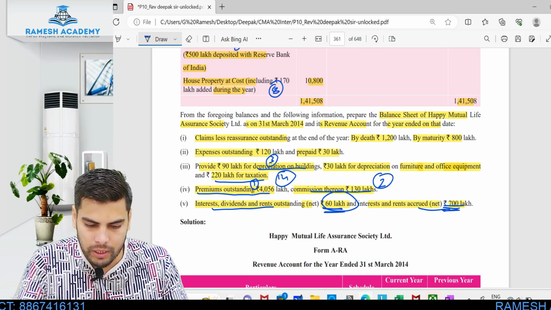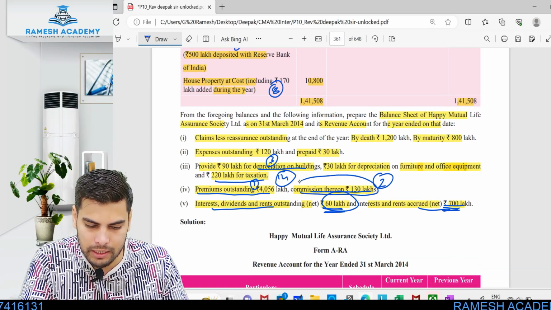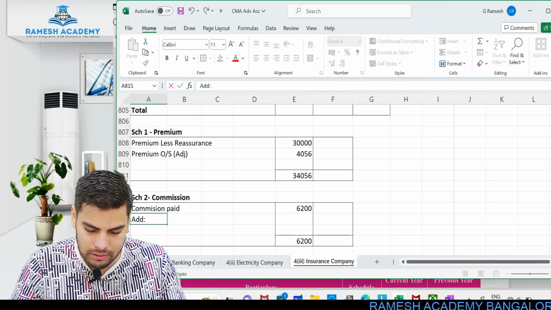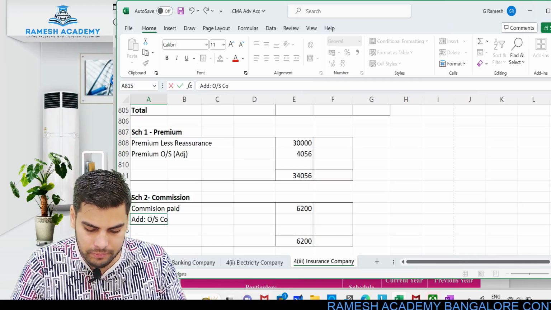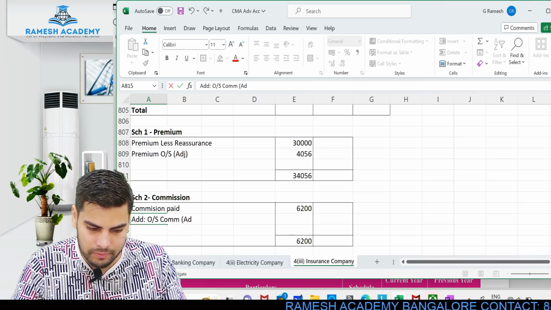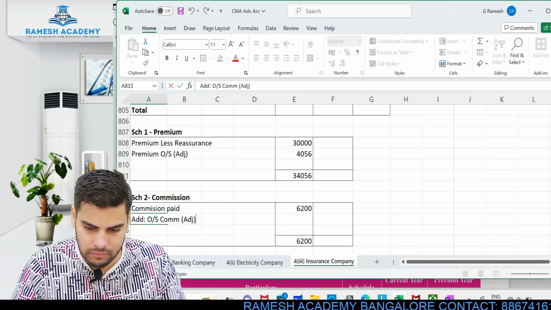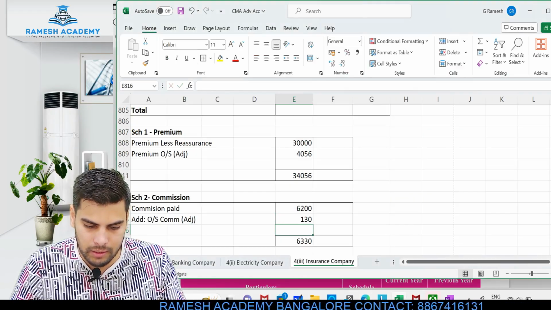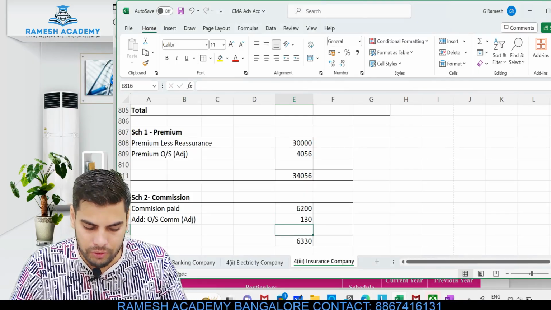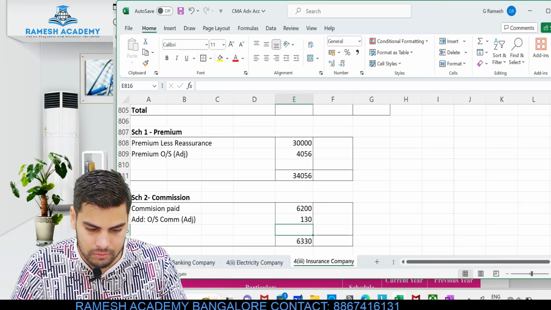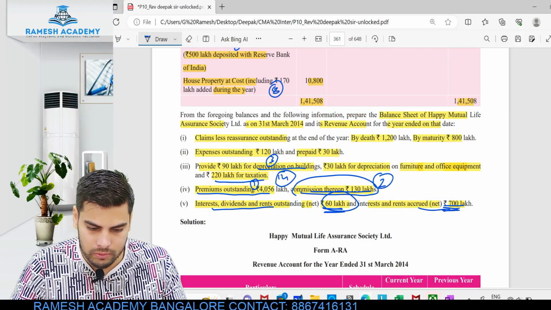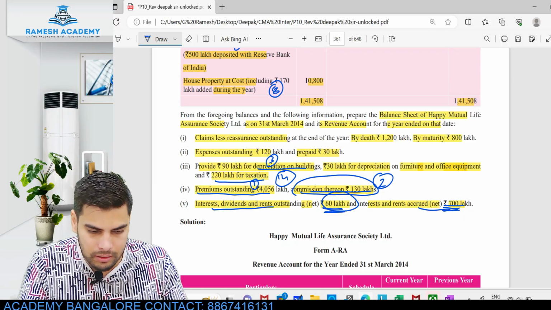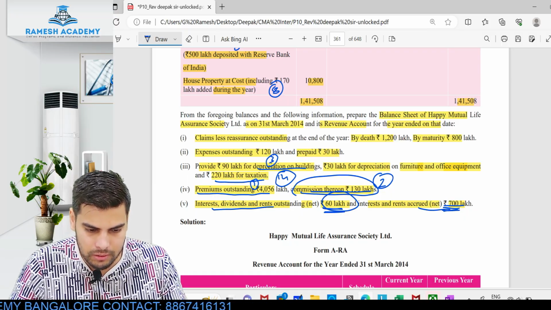Is there any other adjustment relating to commission? Yes, somewhere over here if you see. Okay, so commission outstanding, it is 130. I'll just add this, add outstanding commission. This has been given in the adjustment. How much is outstanding? Commission outstanding is 130. Okay, this would be 6,330. Is there any other information relating to commission? Any prepaid or something somewhere? I think we just saw prepaid expenses, right? How much was it?